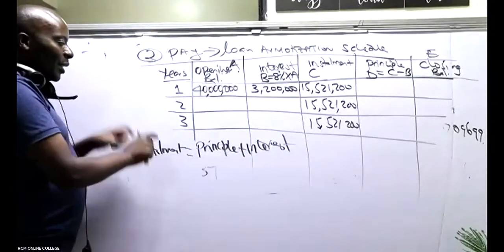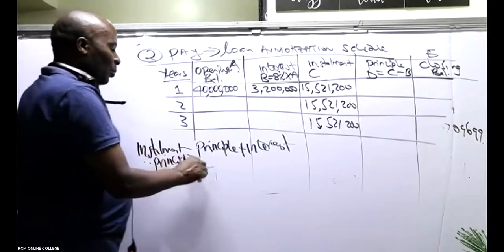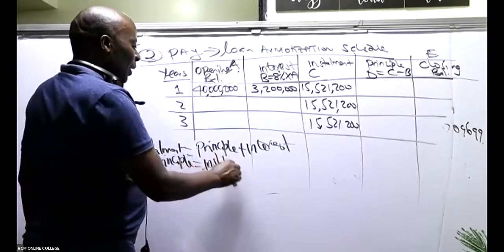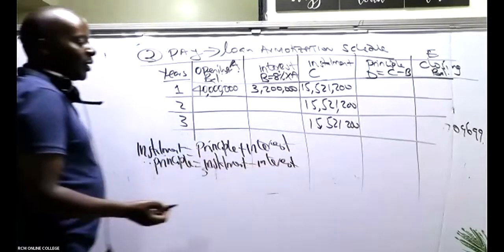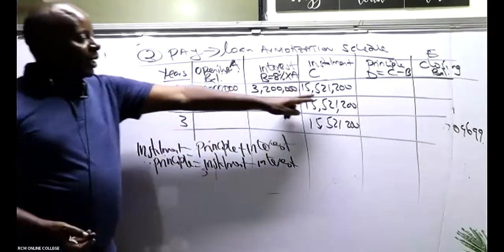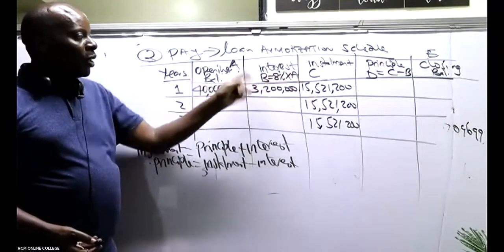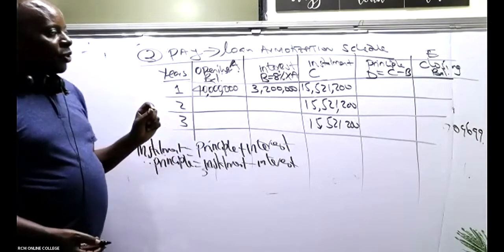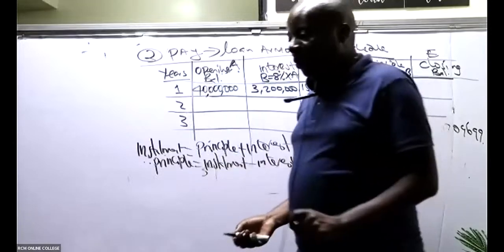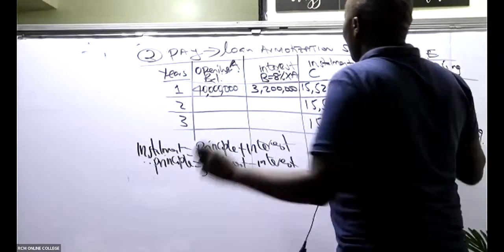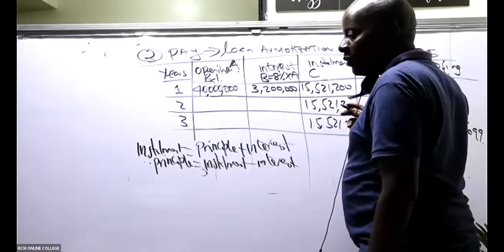Now that I have the installment and the interest, to get principal is very easy. I will take the installment that I have paid minus the interest. So basically, I'm taking column C minus column B. In this case, 15,521,200 minus 3.2 million gives me how much principal? The first principal, somebody here.